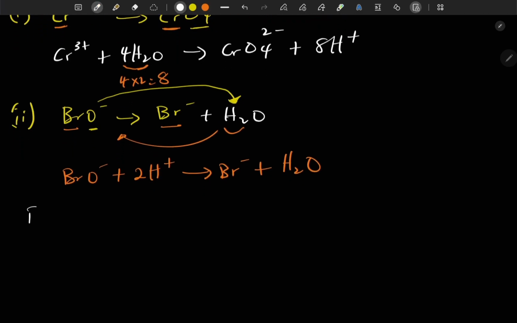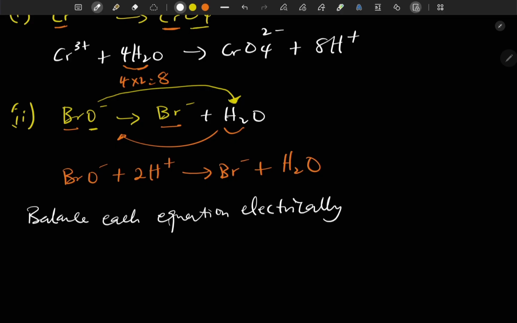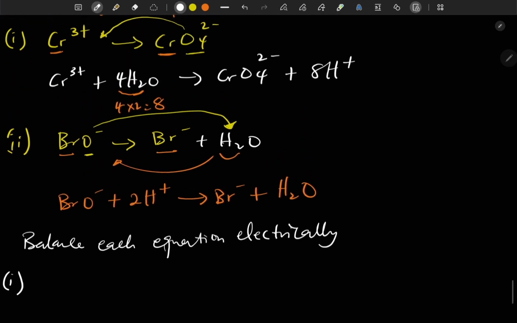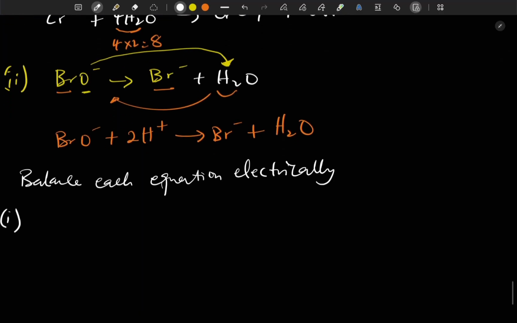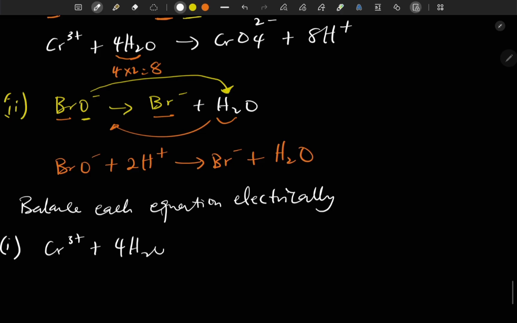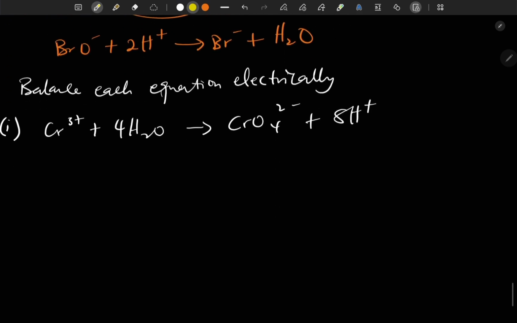The next step is to balance each equation electrically. So for the first half equation, we have Cr3+ plus 4H2O gives CrO4 2- plus 8H plus. To balance this electrically, we are going to calculate the number of charges at the left hand side and make sure it's equal to the number of charges at the right hand side.